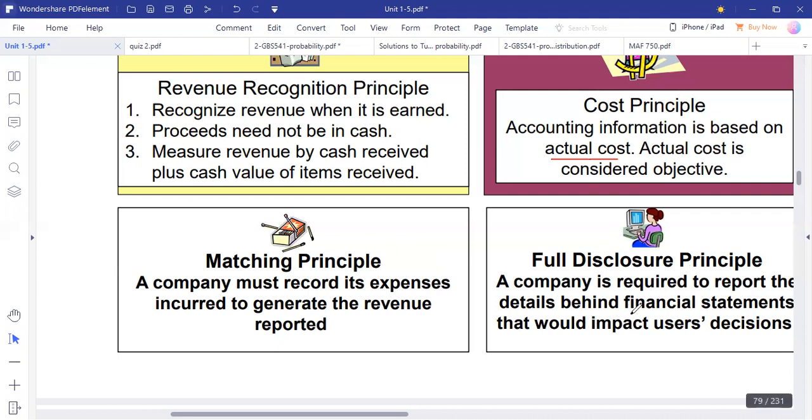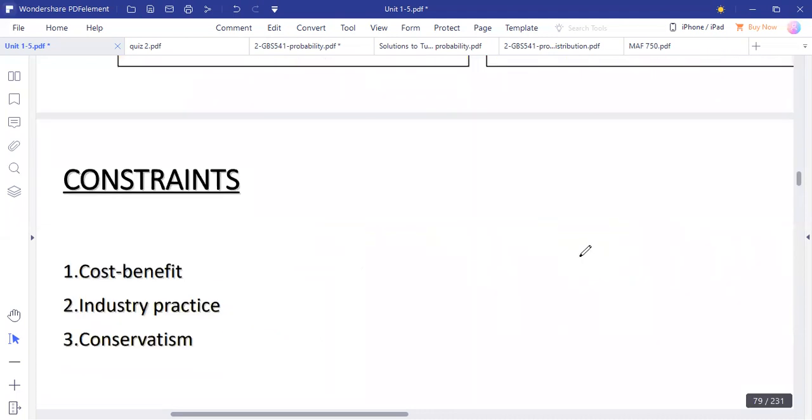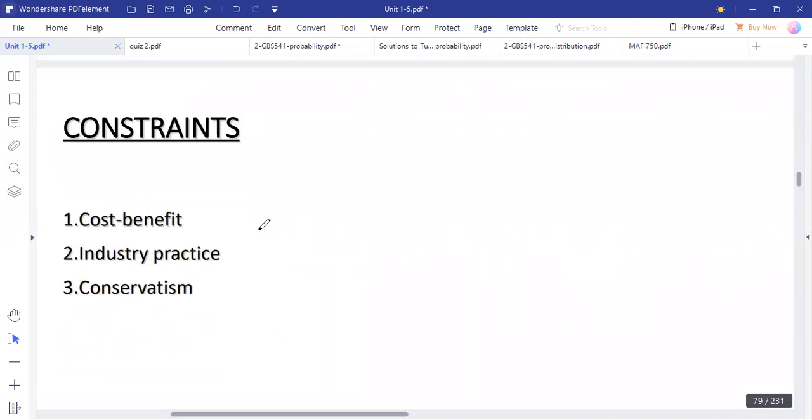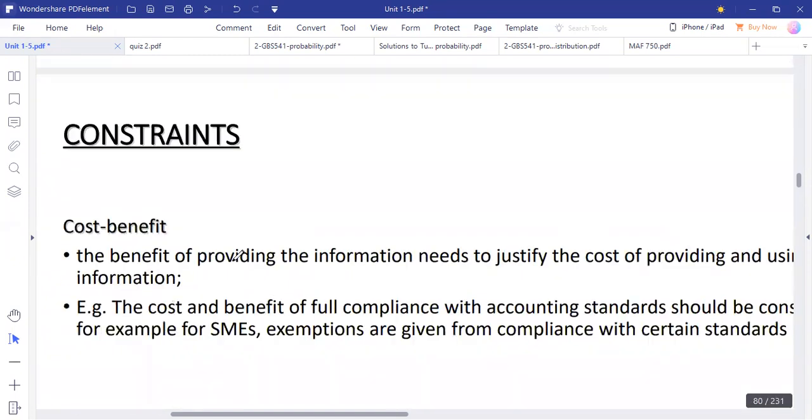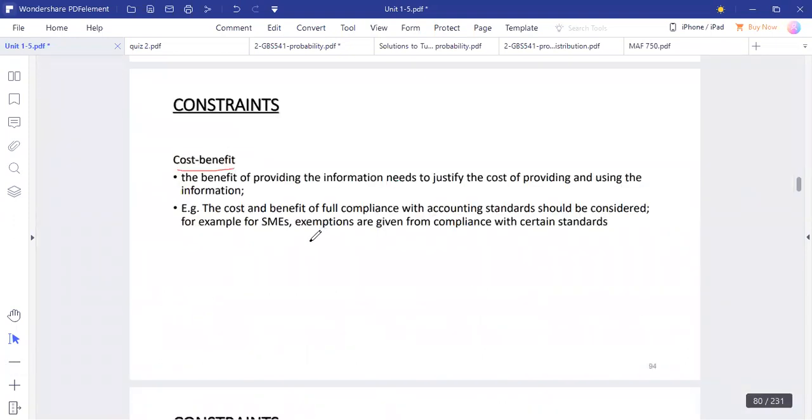The full disclosure principle simply says that a company is required to report details behind the financial statements that would impact users' decision making. So there are short notes that will need to be included so that the person may understand a block figure. If it has sub-constituents that need to be broken down, it is important that you do so. And the constraints include cost benefit, industry practice, and conservatism. So cost benefit talks about the benefit of providing information needing to justify the cost of providing and using the information. So, for instance, the cost and benefit of full compliance with accounting standards should be considered. For example, when dealing with SMEs, exemptions are given from compliance with certain standards.